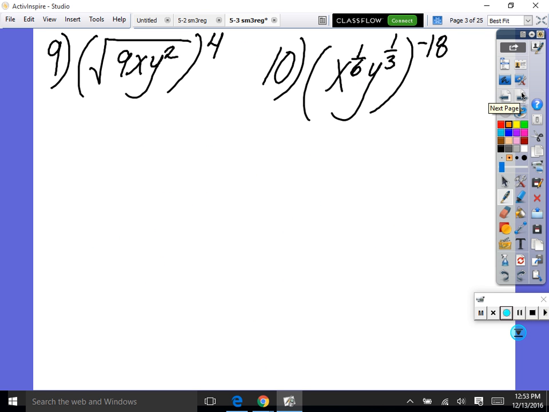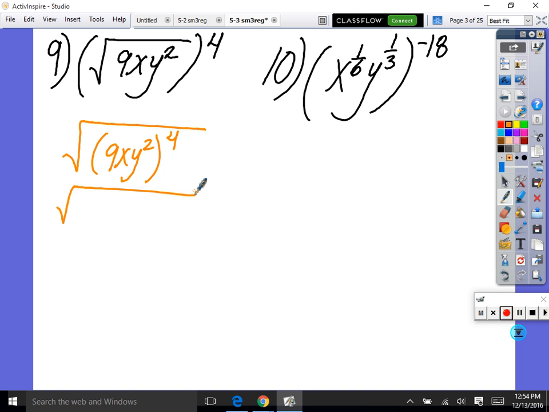A lot of people got freaked out by this one. But remember, if we have all of this stuff raised to the 4th, that's the same thing as saying this. Square root of 9xy squared to the 4th in here. Does everybody know that that's the same thing? Okay, so this is how you could think of it. You could think of it like this.